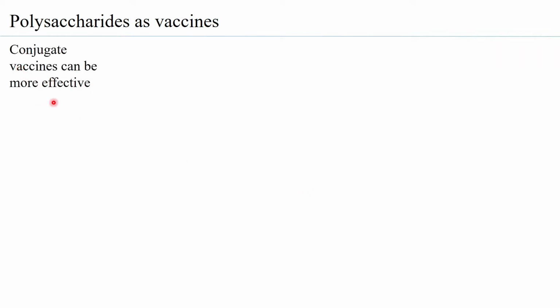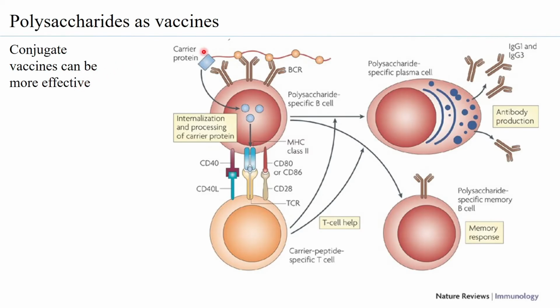The conjugate vaccines can be more effective. That means that if you have the polysaccharides conjugated to an adjuvant, then the vaccine will be more efficient or more effective. So here, say for example, you're having the polysaccharide conjugated to a carrier protein. Now when you have the B cell taking up the carrier protein along with the polysaccharide, the carrier protein is going to get broken down into smaller pieces and can be exposed on the surface through MHC class 1.